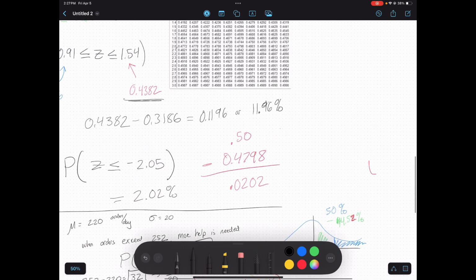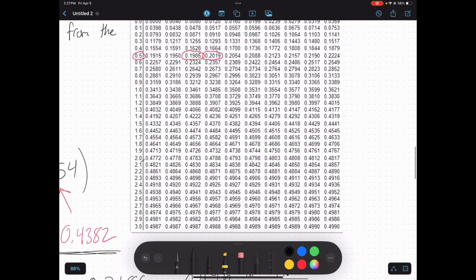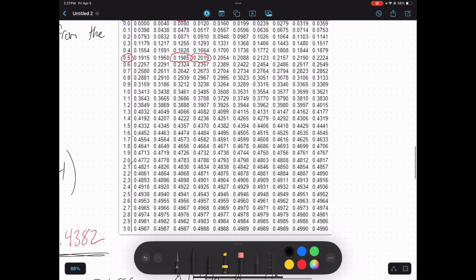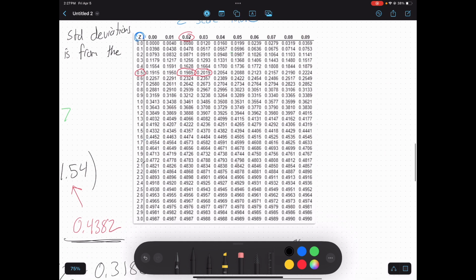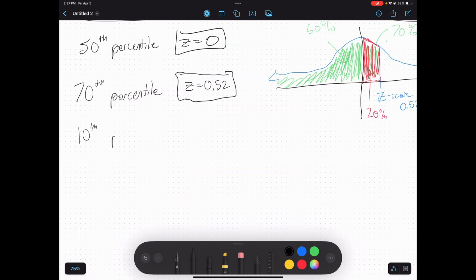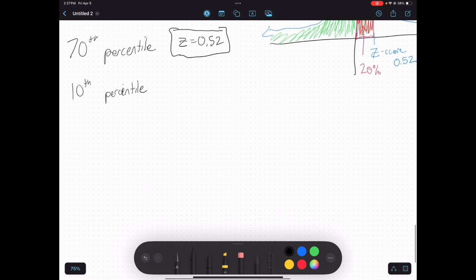So notice, I didn't go search through my table for 70%. You will never find 70% of your data on this table. You will never find 0.7 because this table is always starting at 0. It's not starting all the way at the left-hand side. It's starting at 0. Well, what about the 10th percentile? What is this looking for?